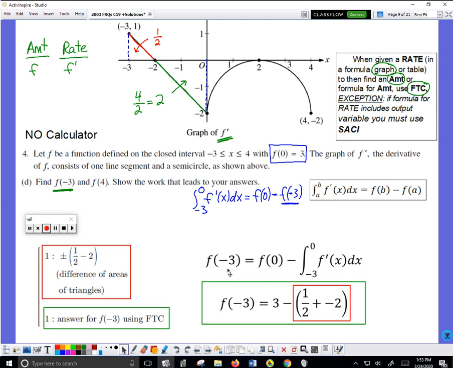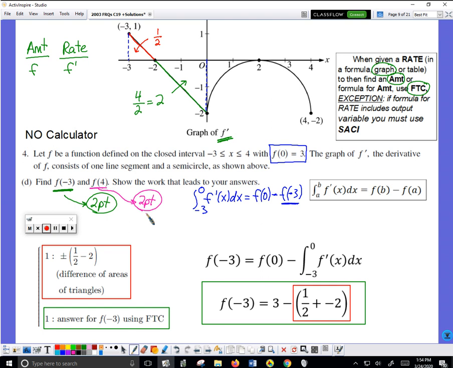You had to get to here to get the full 2 points. So 2 points total for part 4. Well, back up a minute. That's for finding f of 3, f of negative 3. So that's 2 points right there that we have earned. Now we're going to move on and find f of 4. And I believe that's also going to be worth 2 points.